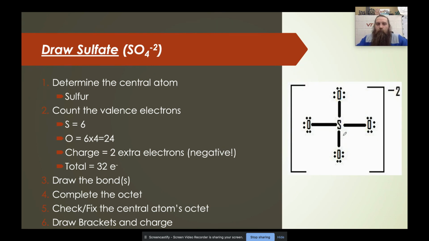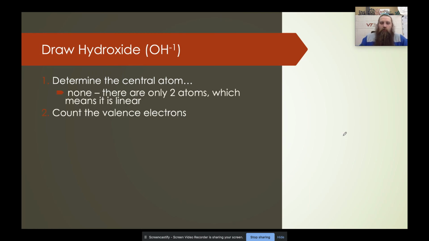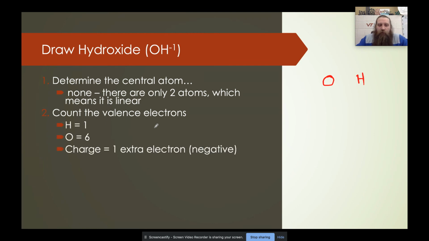All right, let's do hydroxide. Who's the central atom? Well, there's only 2 atoms, so there is no central atom. It's linear, so I just draw the 2, O and H. Count my valence electrons. Well, oxygen is in the same row that it was before. It's got 6. Hydrogen's in group 1. It's got 1, so that's a total of 7. The charge is -1, so I need to add an electron. That gives me a total of 8.